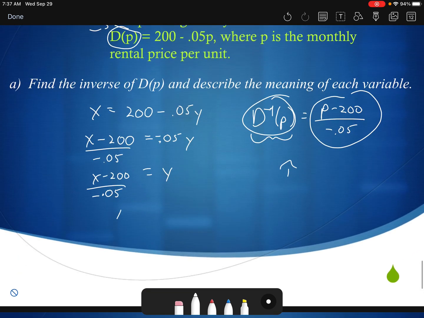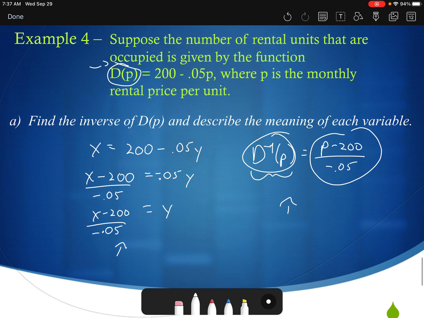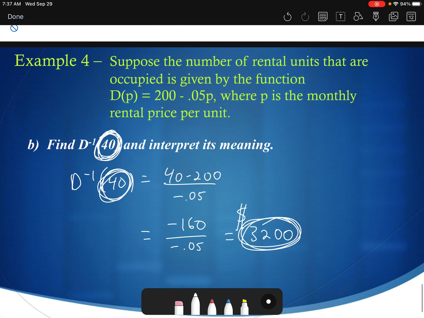Here we would plug in price. Here we'd plug in price to get the demand or the number of units occupied. Here we plug in the number of units occupied, and this is what the price is, because it's the inverse.